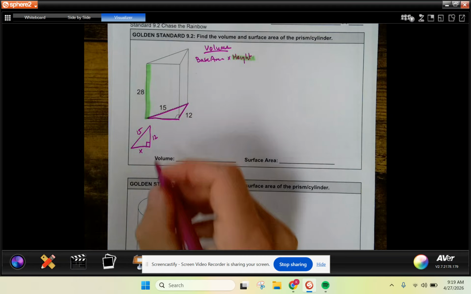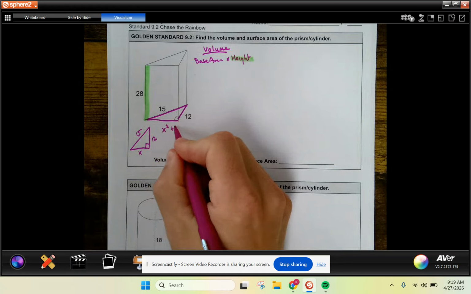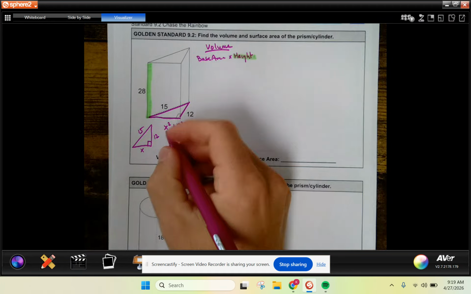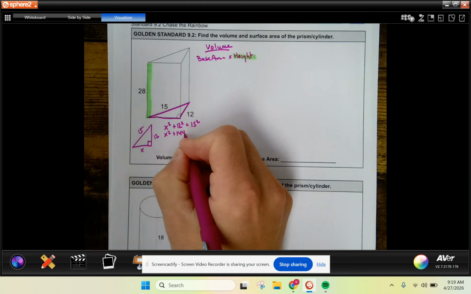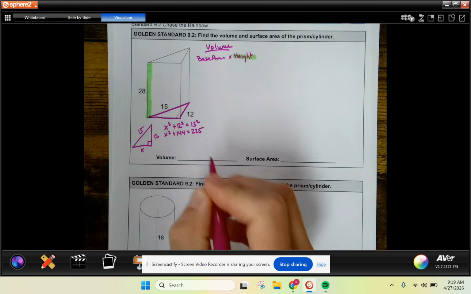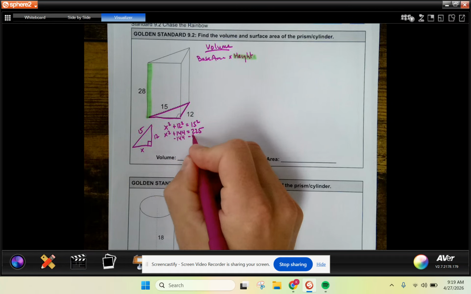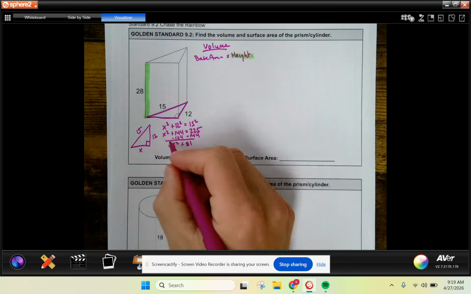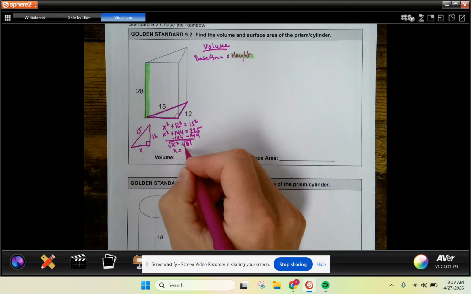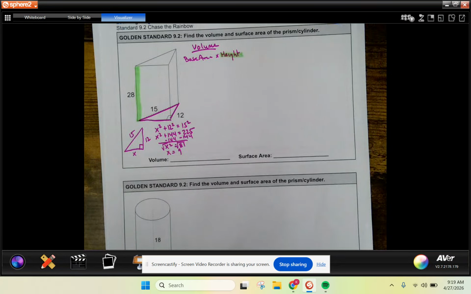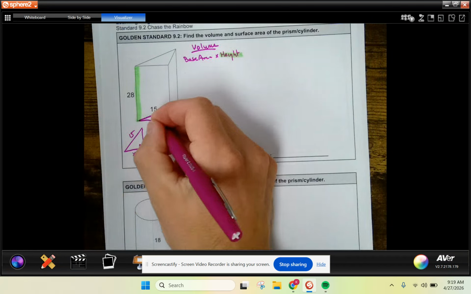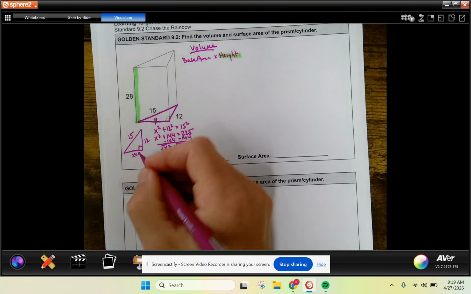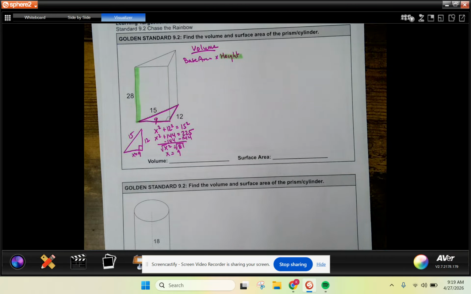All right, so x squared plus 12 squared, leg squared plus leg squared equals hypotenuse squared. x squared plus 144 equals 225. Take away 144. You're going to get 81. Final step, square root, so x equals 9. All we did there was the Pythagorean theorem to find that this length right here is 9. Now we have what we need to find the area of that triangle.